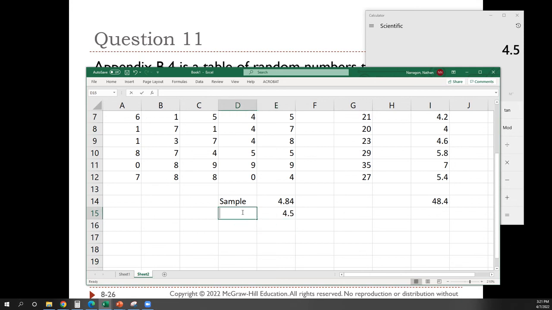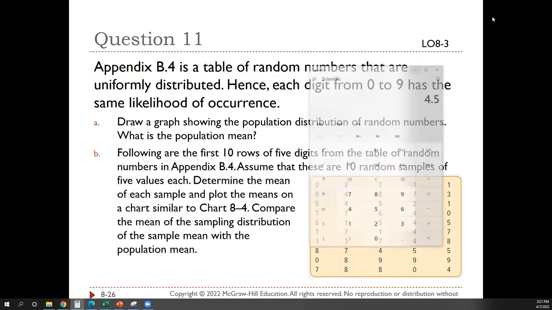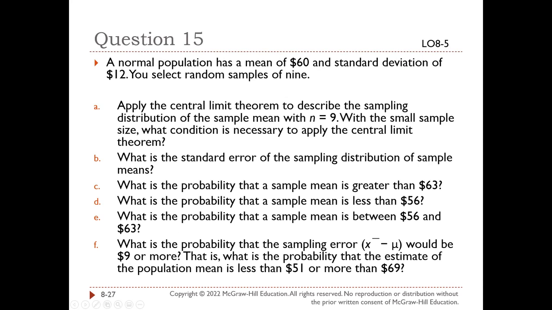So that's the pop. So sampling error would have been these two subtracted. So I'm looking at a sampling error of 0.34. Okay, not too bad. All right, so let's move on to hopefully something that has a little bit of showing you what's going on.